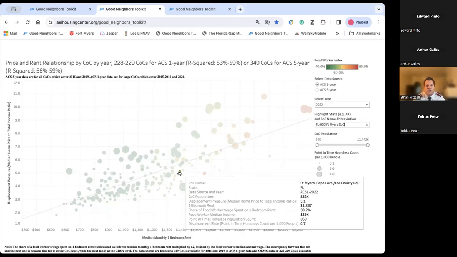Fort Myers is a pretty small dot compared to the rest. What you'll see is that for a one bedroom in Fort Myers, our team would tell you they're hard to find, but they're $1,400 a month. It's nearly 60% of a food worker's salary if they only had a single job. The food worker median income would be 29,000. Point in time count would be 560. Again, this is coming from the job survey and the ACS information.